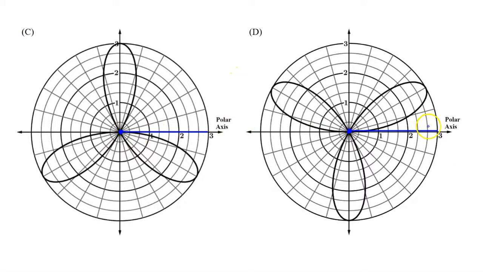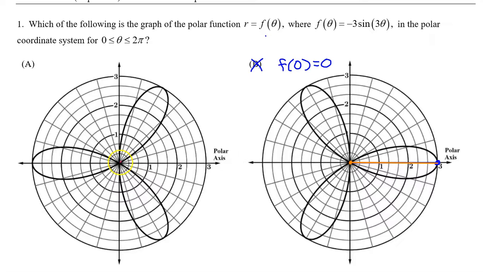Options C and D only have an r value of 0 at 0 radians, so C and D are still in. Next, let's try a value at one of these petals. This is pi over 3. So let's evaluate f at pi over 3 and see if we can eliminate any of the options.